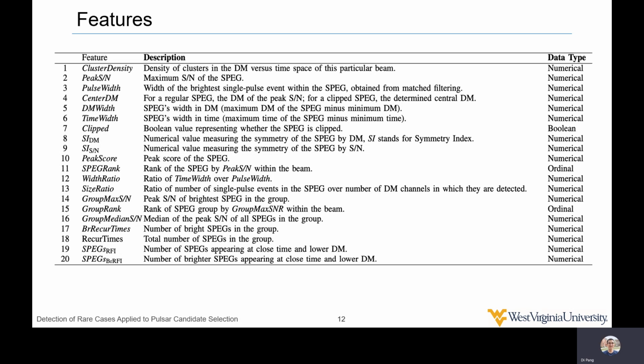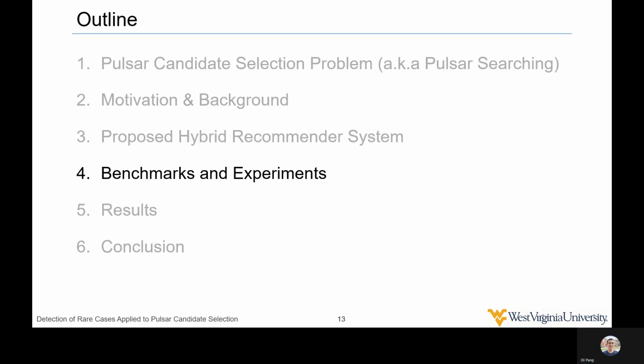In this table, we show the features extracted from each pulsar candidate. It is worth pointing out that these features can be of different data types and can have different distributions. Next, let's look at our benchmarks and experiments.